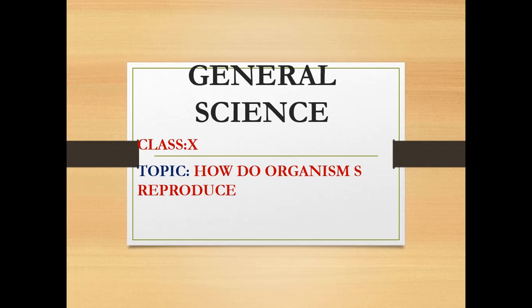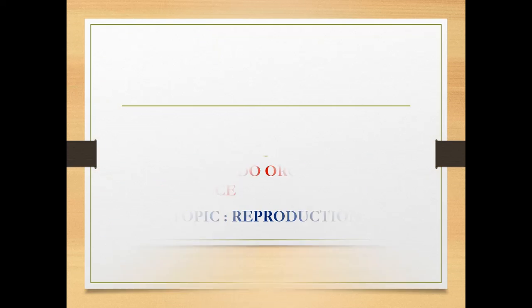Good morning, children. Today we are going to see the new chapter in biology, that is how organisms reproduce. There is a variety of organisms, isn't it? Every organism will reproduce in a different way. So in this chapter we are going to briefly learn about reproduction.